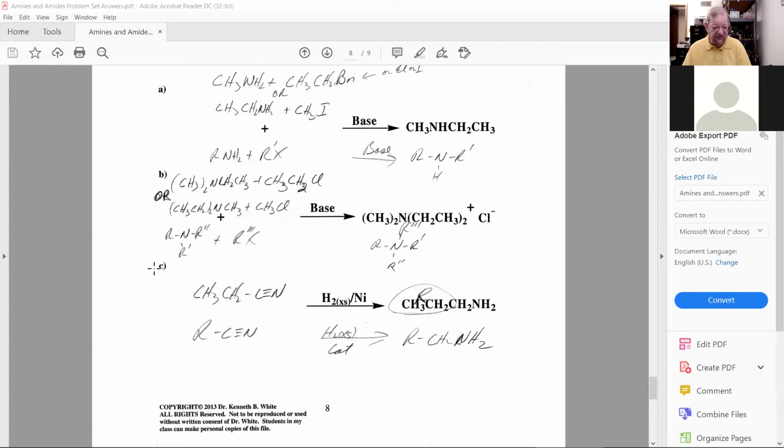And if you look at this reaction, how do you know what to start with or check you did it right? You're not adding any carbons, and you don't break carbon-carbon single bonds. I ended up with 3 carbons. I better start with 3 carbons, and I do.